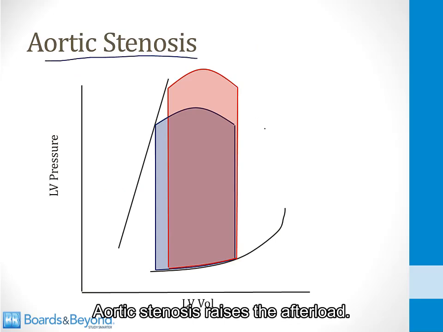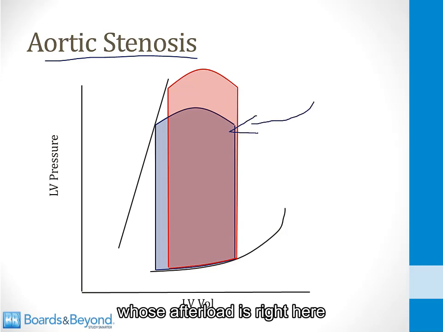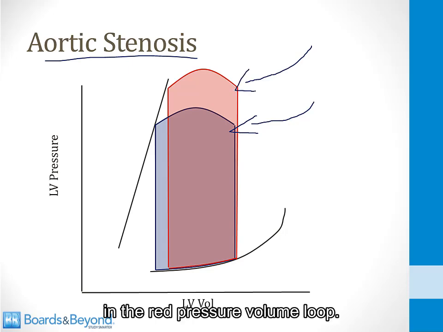Aortic stenosis raises the afterload, so therefore it moves us from the blue pressure-volume loop, whose afterload is right here, to a higher afterload in the red pressure-volume loop. Because afterload is higher, less blood can be ejected from the left ventricle, and therefore we have a lower stroke volume, and that is also what is seen in aortic stenosis.